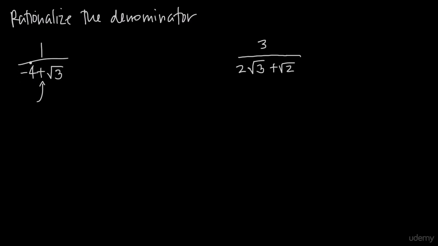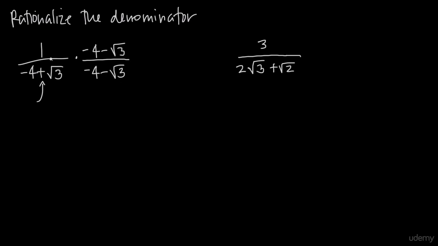So the negative 4 stays the same and the square root of 3 stays the same. The only thing we change is the sign in between them. In this case, the sign's a positive, so we change it to a negative. And we multiply the conjugate by both the numerator and the denominator. So we're going to multiply by negative 4 minus root 3 divided by negative 4 minus root 3. The reason why multiplying by the conjugate is so useful is because when we FOIL out the denominator, we're going to get that middle term to cancel.